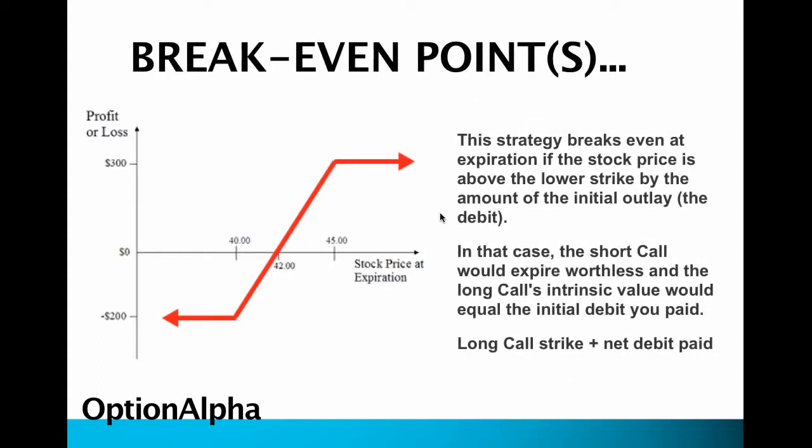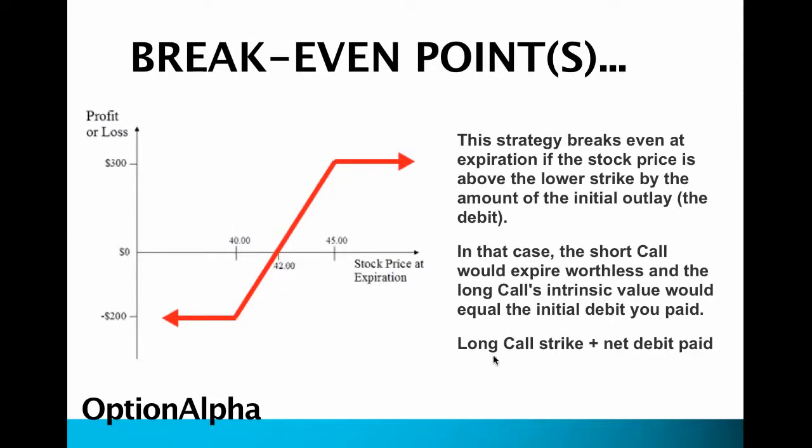So break-even points, this is important to calculate with these bull call spreads. The strategy breaks even at expiration if the stock price is above the lower strike by the initial amount of the debit. So again, if we traded the initial strike price, a long call at $40, and we outlaid $200, then we would want to see the stock at least go up $2 so that we can capture our premium. You can see that this is where our profit loss diagram crosses over on this chart, right at 42, which is the $40 strike plus our debit to enter the position of $200. And so that's going to equate to about a $42 strike price on the chart.